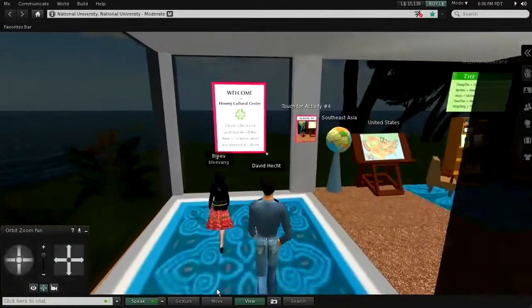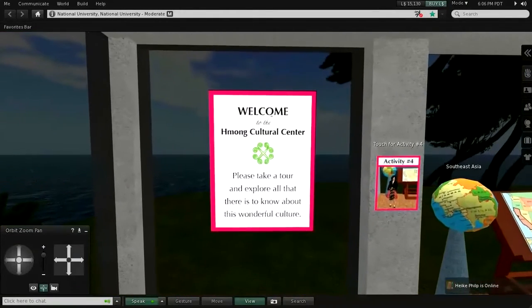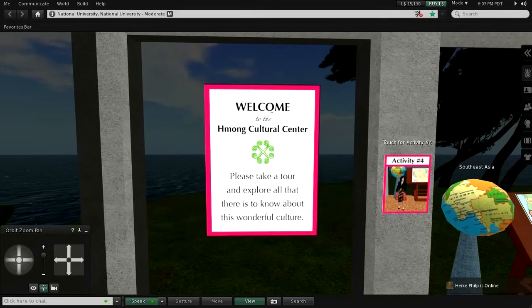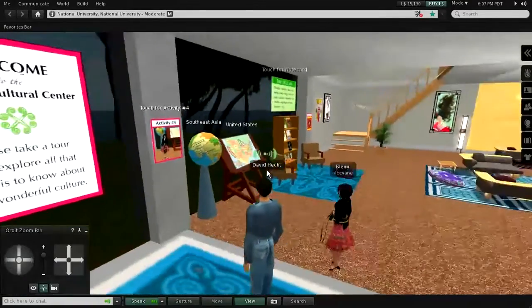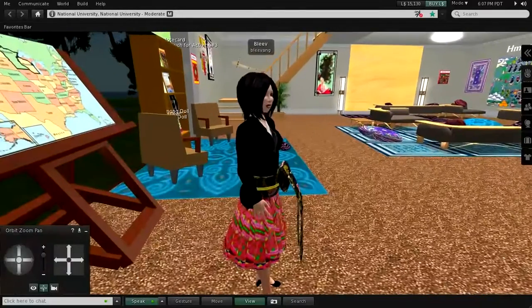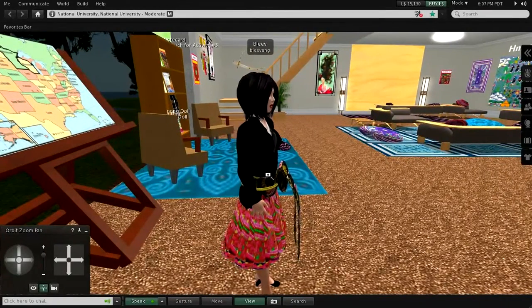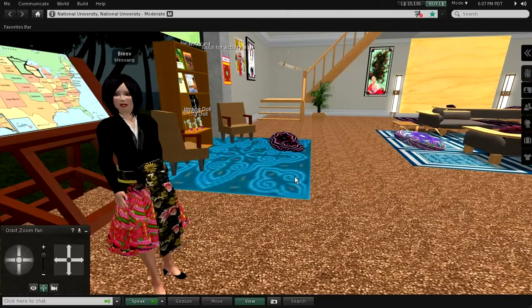Alright, this is the welcome sign for the Hmong Cultural Center, and it's telling the students that they can take a tour and explore all that there is to know about this wonderful culture. Okay, so we take a look at the welcome sign, and I will just follow you. By the way, what are you wearing tonight? I am wearing a traditional Hmong dress with our traditional top. As you can see over here in our artifacts department, it's very similar to what Hmong people wear for their traditional clothes. Oh, okay, great.